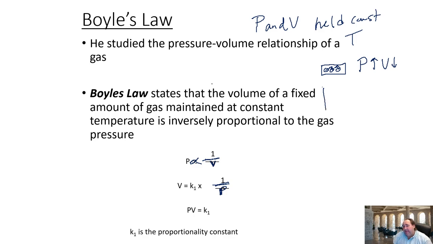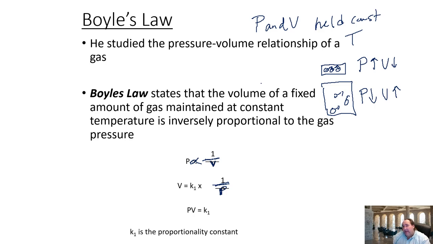Opposite of that is, if you give everybody a little bit more room to fly around in, it's going to take a little bit longer for collisions to occur. It's going to take longer for them to hit the container and that type of stuff. So what we will see here is the number of collisions will go down, and because of that, the pressure will go down as the volume goes up. So this inverse relationship is, as one goes up, one goes down. Pressure goes up, volume goes down. Pressure goes down, volume should go up.